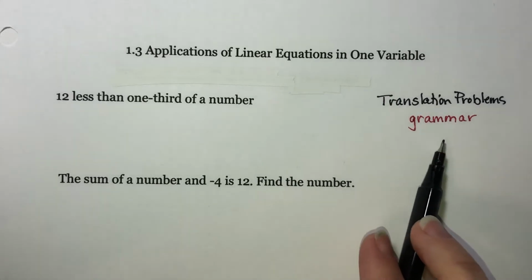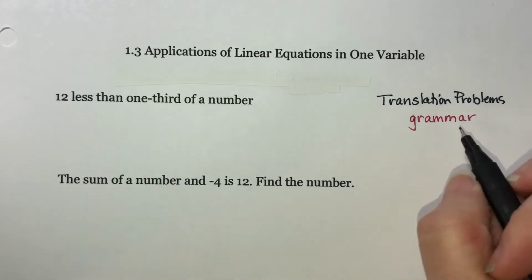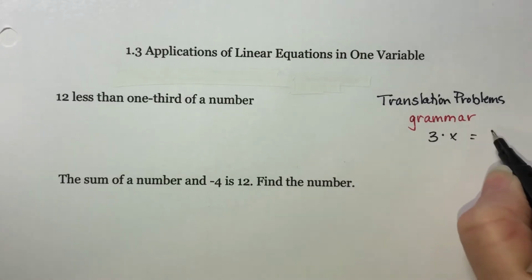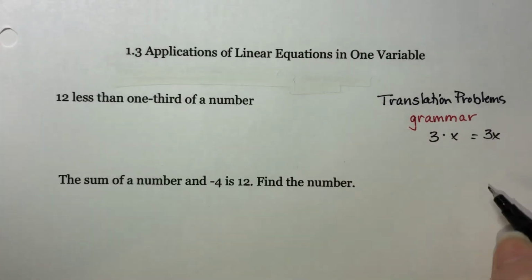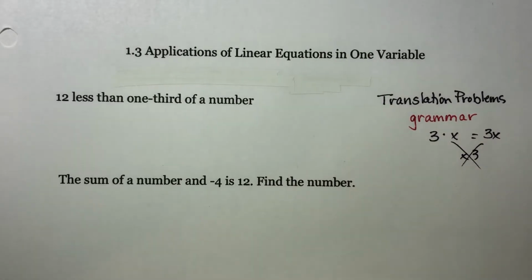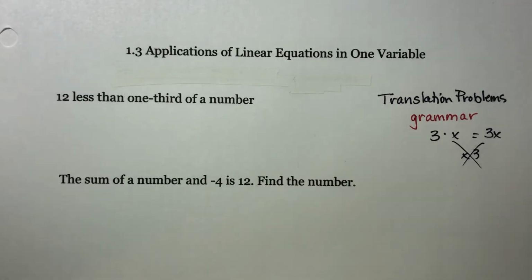Math has a grammar as well. For example, if you're doing 3 times x, our grammar says that we change that to 3x. We don't go x3 because that's the wrong grammar for math. So that's what I'm talking about here.